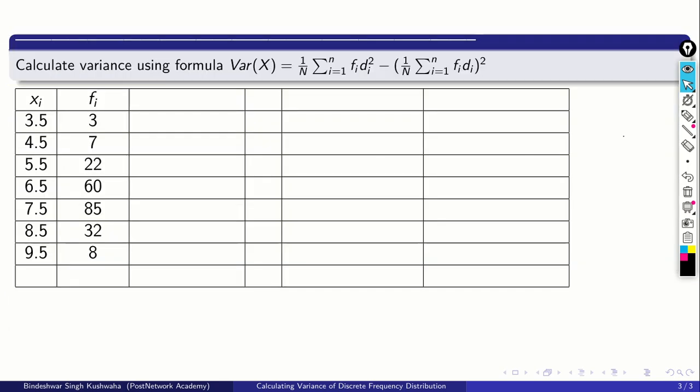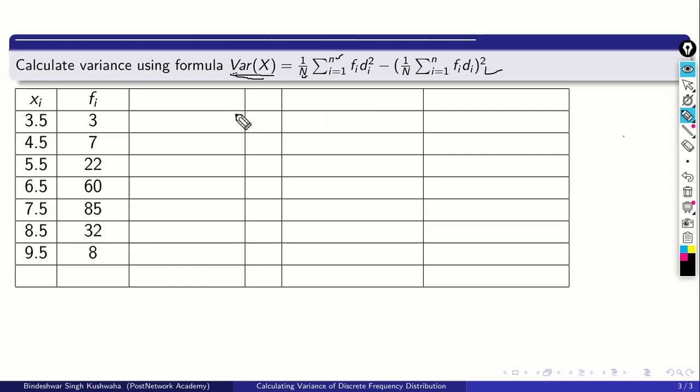Now see that the question is given: calculate variance using this formula, where variance of x is 1 upon capital N summation from i equal to 1 to n of fi di square, minus 1 upon N summation from i equal to 1 to n of fi di, whole square, where di is the deviation from the assumed mean.